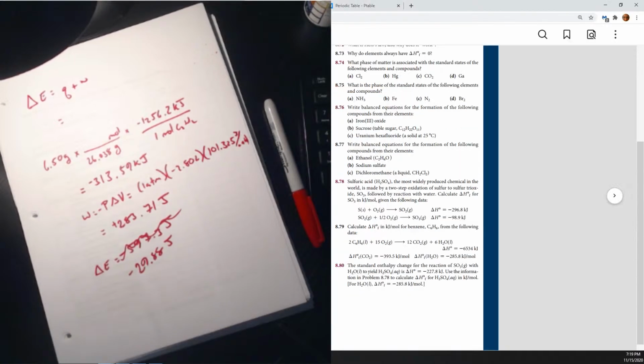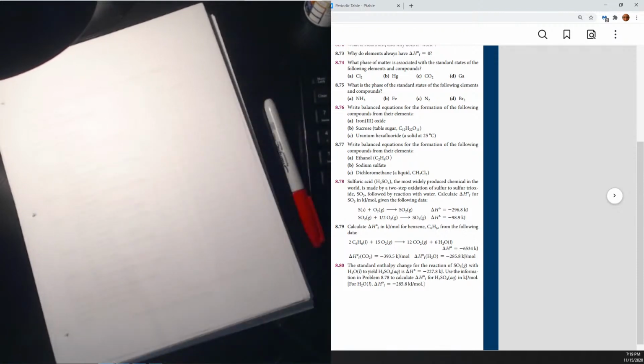The familiar ether used as an anesthetic agent is diethyl ether, C4H10O. Its heat of vaporization is positive 26.5 kilojoules per mole at its boiling point. How much energy in kilojoules is required to convert 100 milliliters of diethyl ether at its boiling point from liquid to vapor if its density is 0.7138 grams per mil? All right.